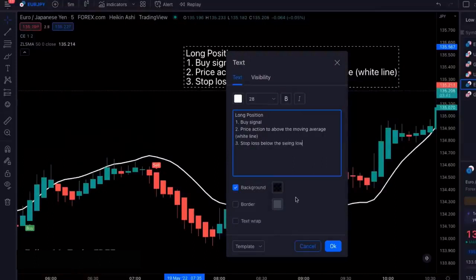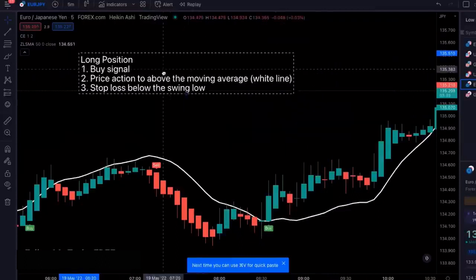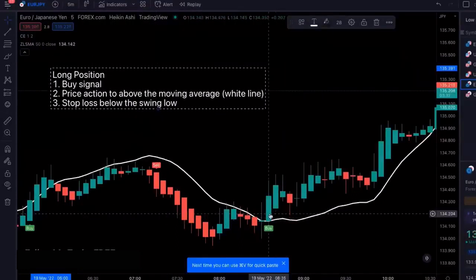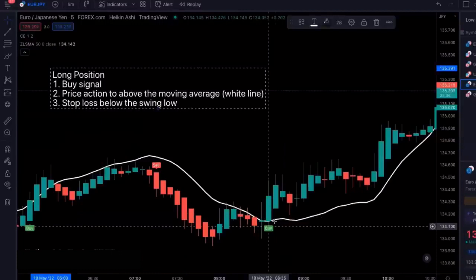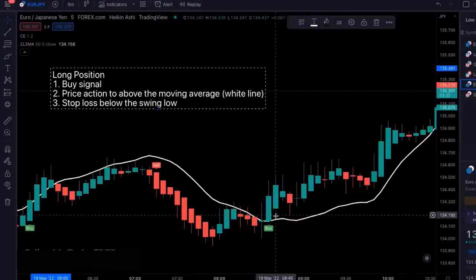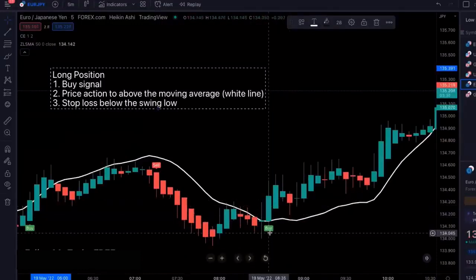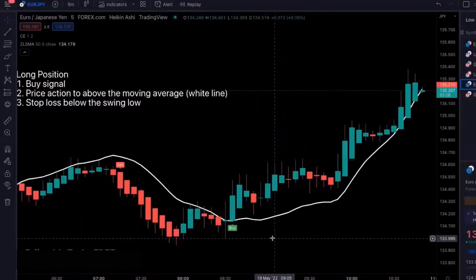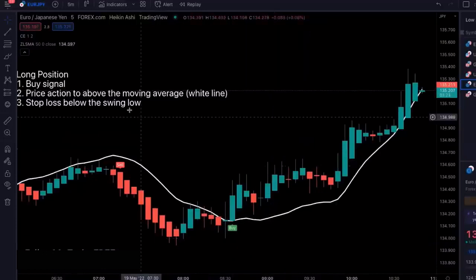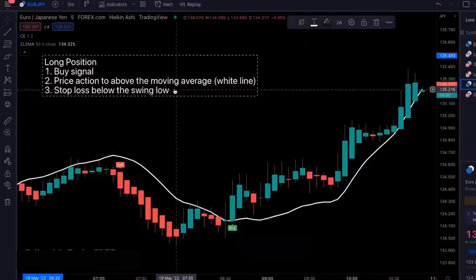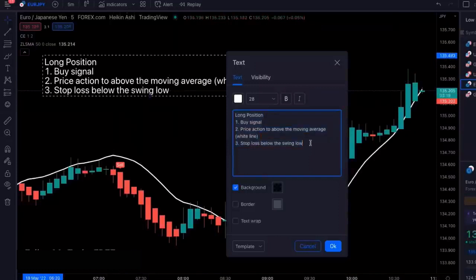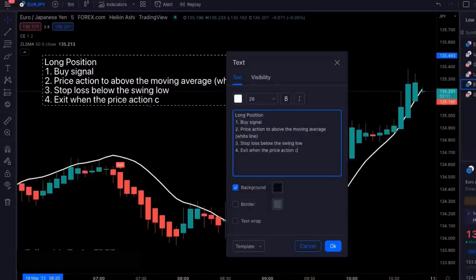All right, so let me show you what I mean. For a long position, like right here, first you get the signal, you make sure that the price action is above this white line, and then you'd set your stop loss below the swing low. Now you're going to be like, okay, where do you take profits? How do you exit? So you exit when the price action crosses the white line.